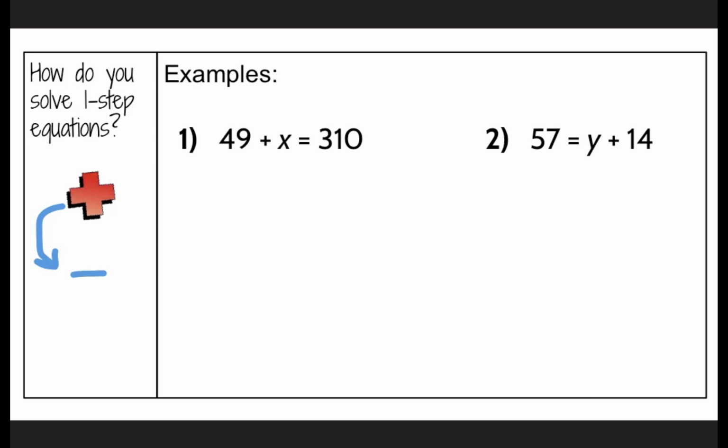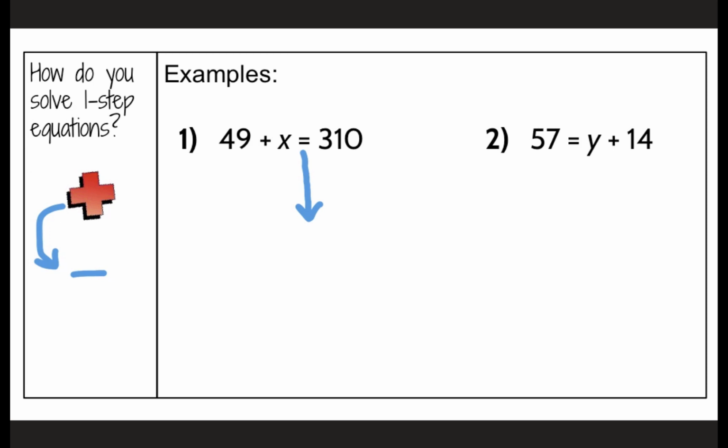Also, we want to remember to maintain equality. Something that I like to do is draw an arrow from my equal sign down. It reminds me to maintain equality and it helps me keep my work organized. Equation 1, 49 plus x equals 310. With this equation, we don't know what part of the expression is. We know what it needs to equal. That's why we need to use inverse operations.